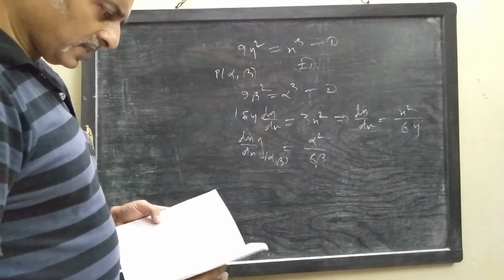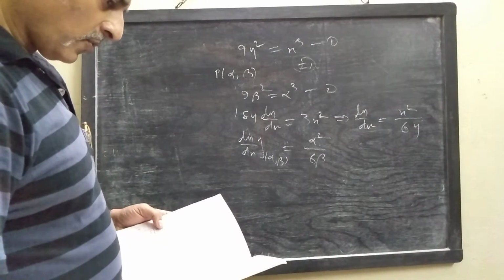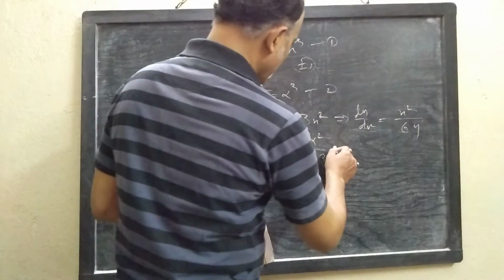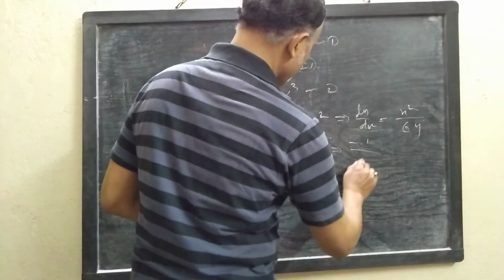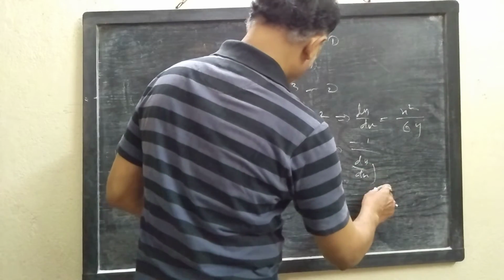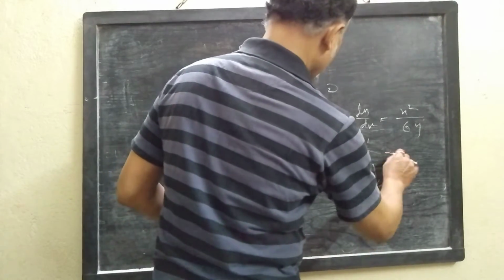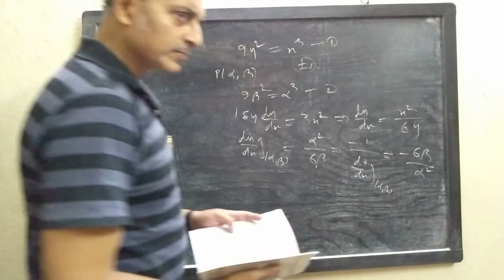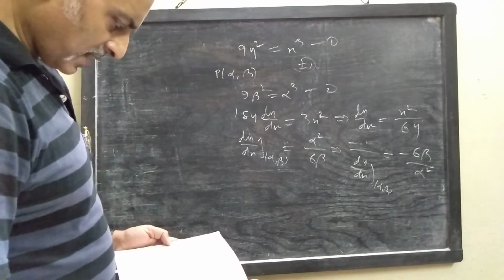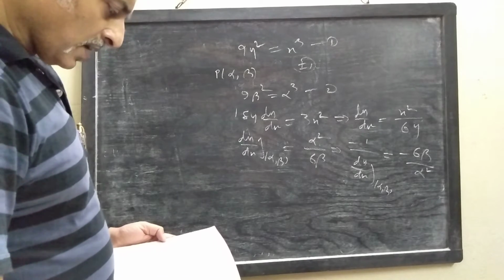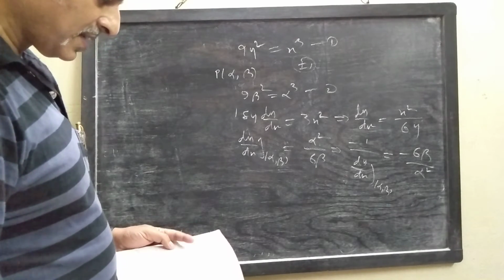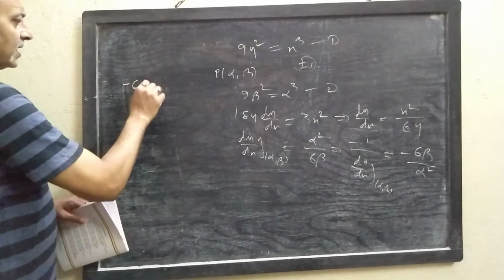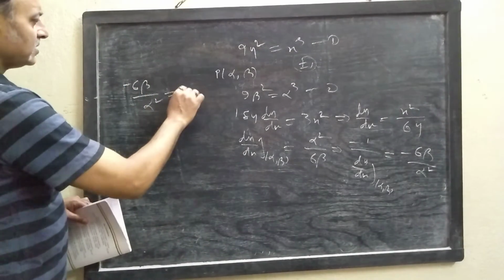So what is given in the question? Points where the normal to the curve makes equal intercepts. From this we get the slope of the normal, that is minus 1 by dy/dx at (alpha, beta). This becomes minus 6 beta by alpha square. When a line makes equal intercepts, then its slope should be plus minus 1. So you get minus 6 beta by alpha square is plus minus 1.